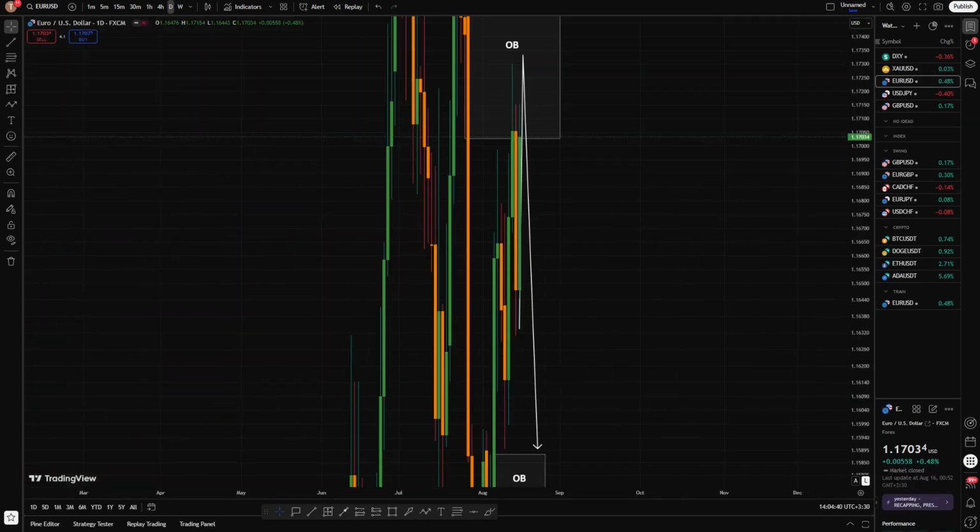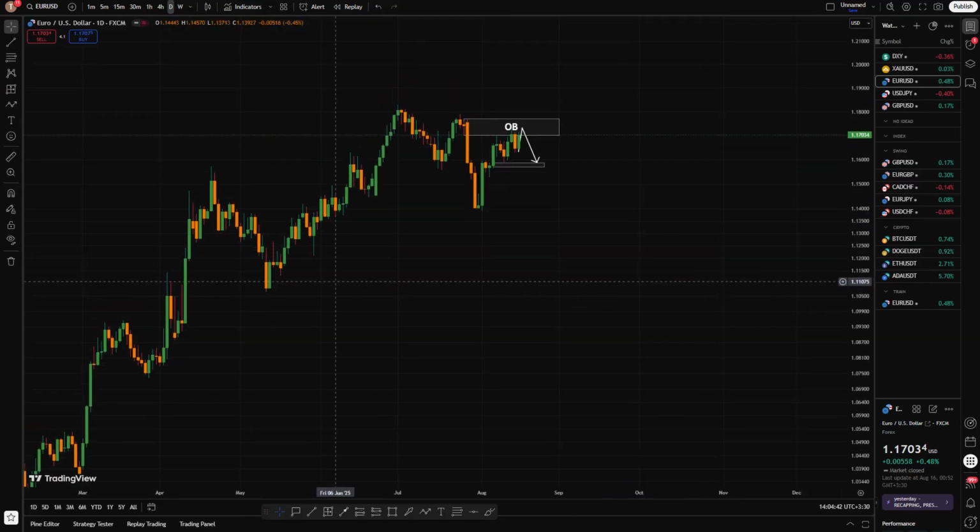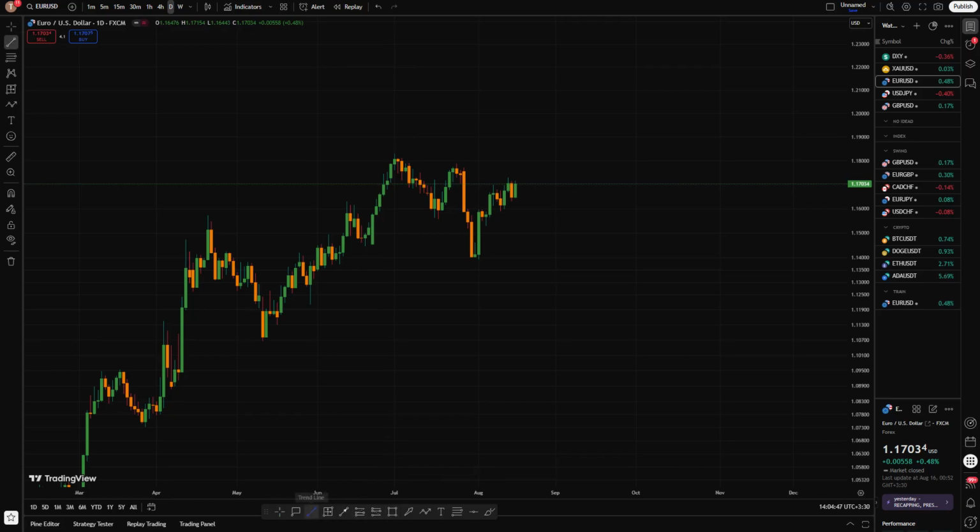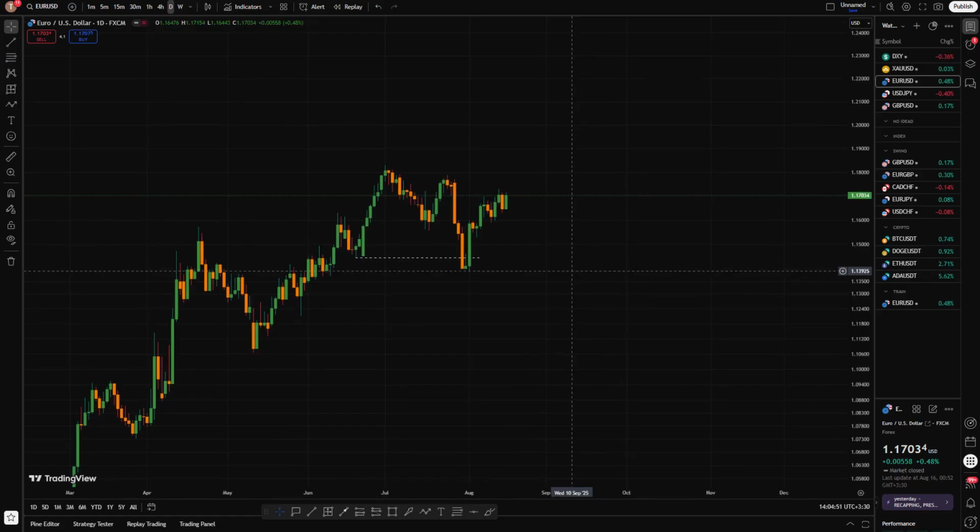Euro USD, the daily time frame, we are bullish. This is the last, we are bearish. This is the last high of our trend, so we have closed below it.